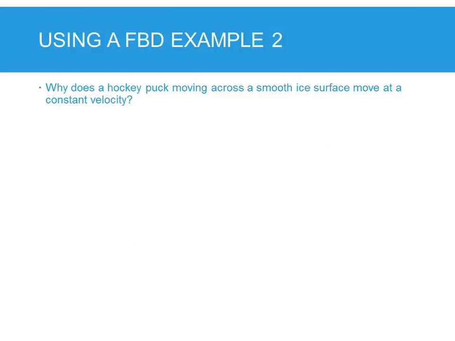So let's look at a hockey puck that's moving across a smooth ice surface. When you see smooth ice surface, you're going to assume no friction, okay? Sometimes you're told that there's no friction. Sometimes you're going to have to make that assumption. So that means that there's no friction.